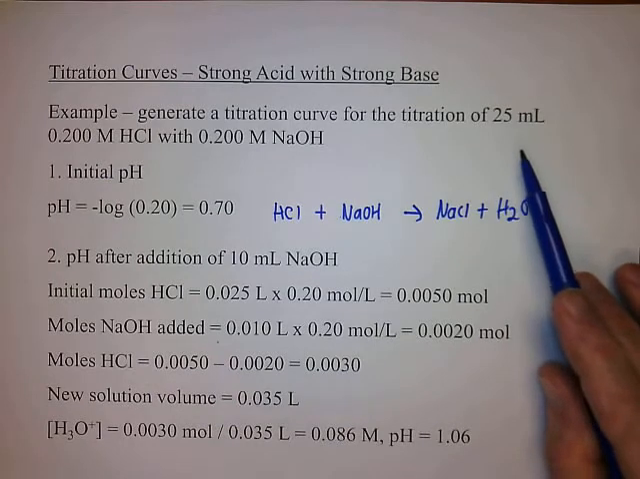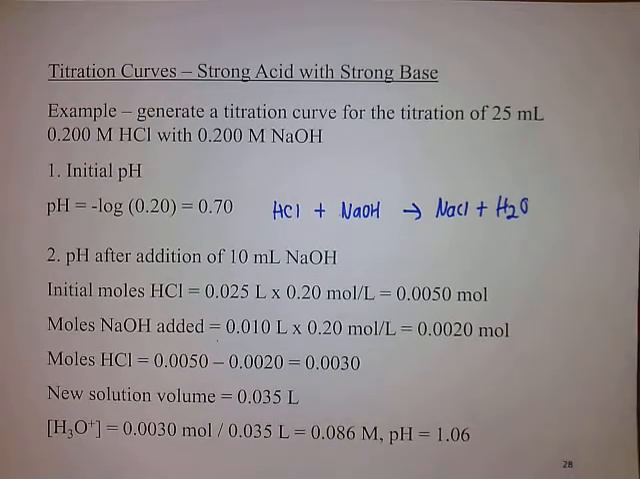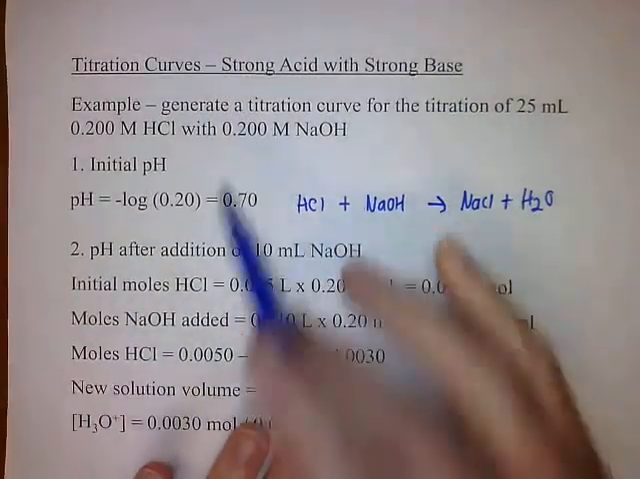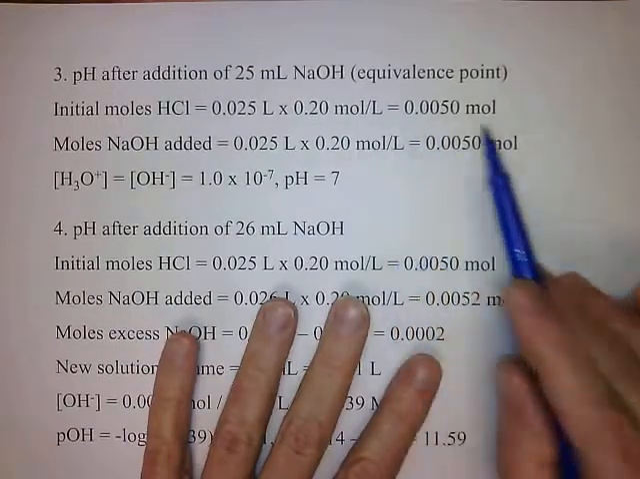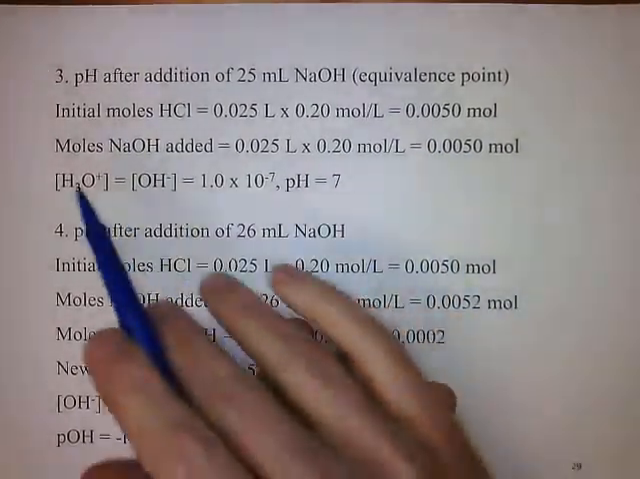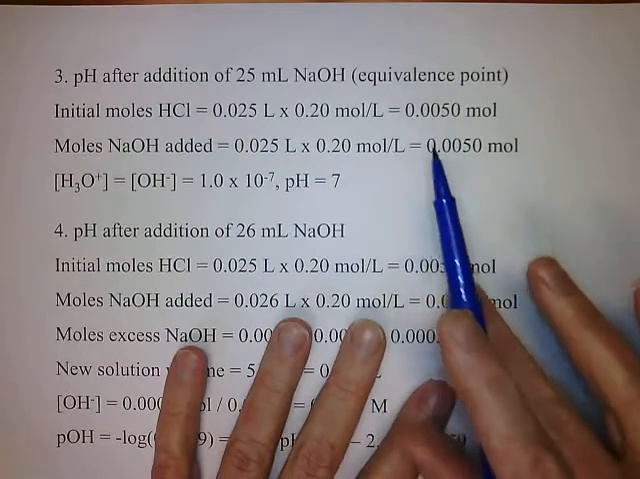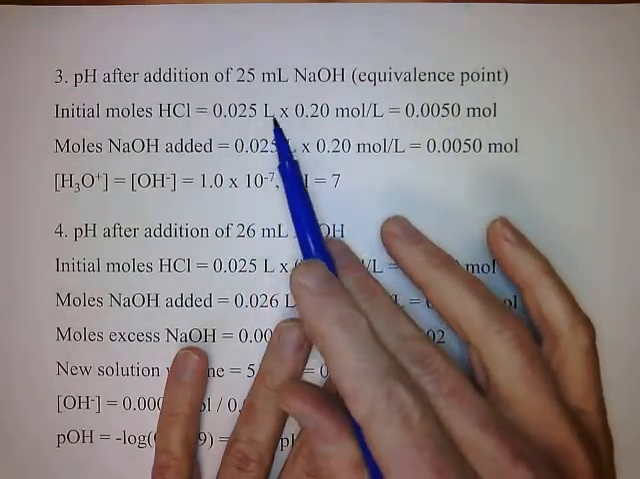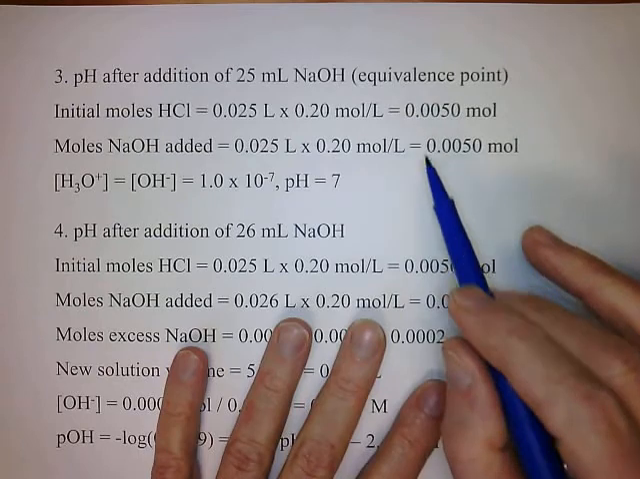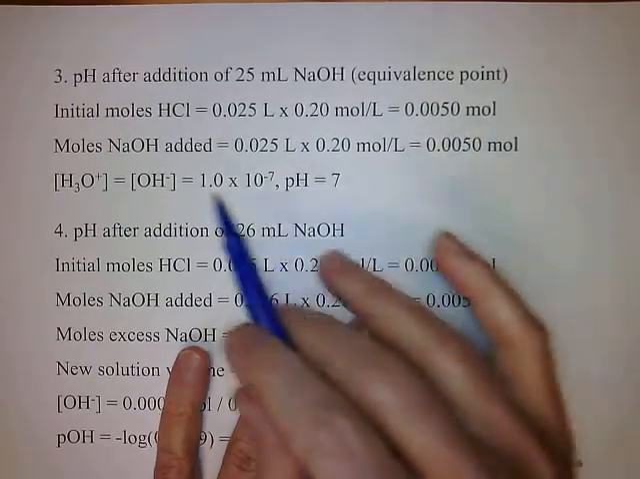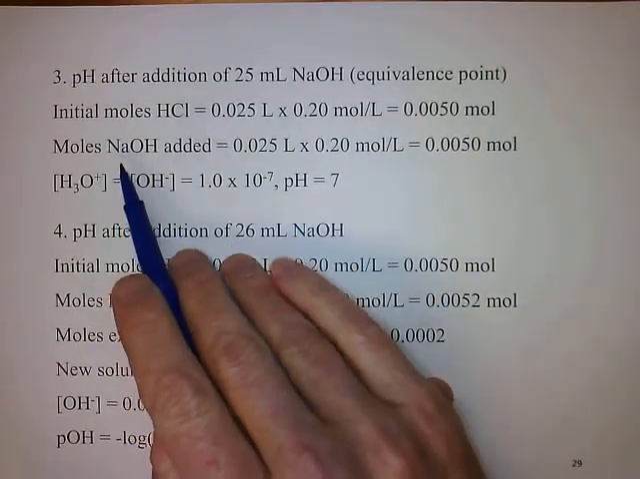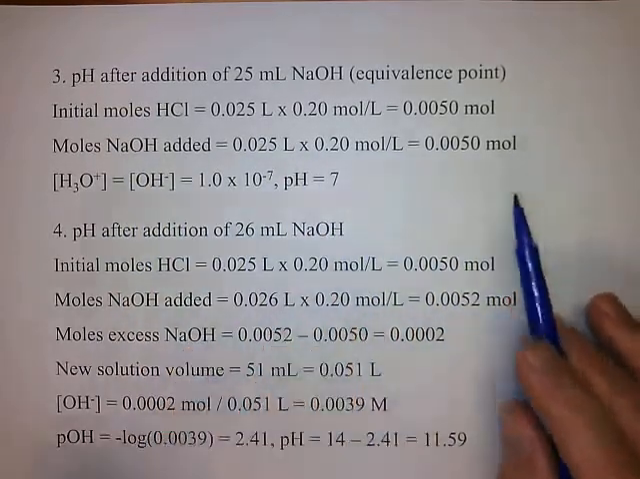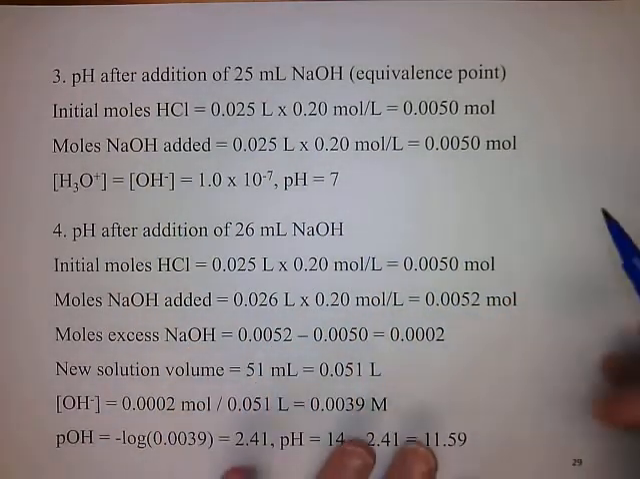So if we start with 25 mL of the hydrochloric acid, how much base is it going to take to reach the equivalence point? 25 mL. So that's how I know 25 mL is the equivalence point. Or we could calculate it out. Initial moles of HCl, we already did this calculation in the previous example: we had 0.0050 moles of acid. How much base have we added? That same number. So basically, at this point, there is no more acid.